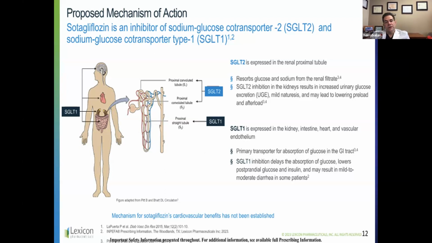So the code word that I'm supposed to mention is water. Again, the code word for this talk is water.